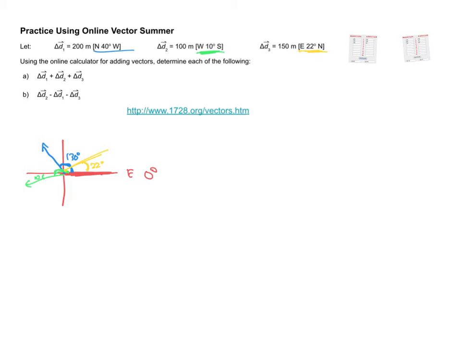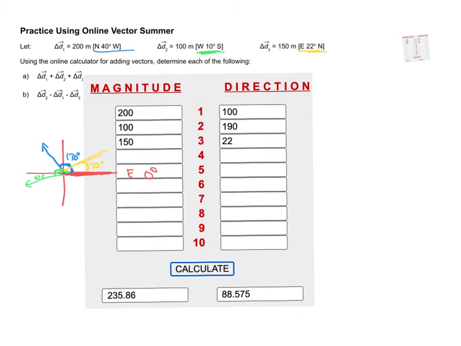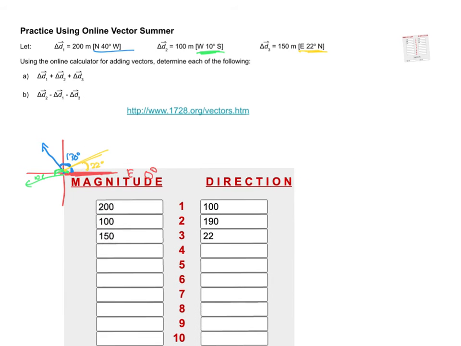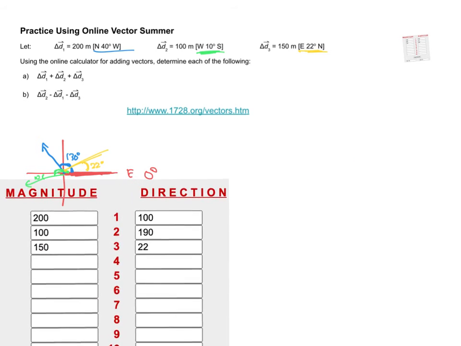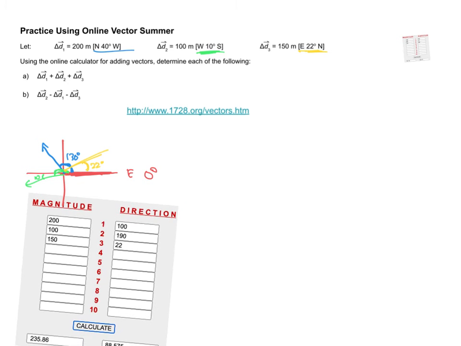All right, so those are the angles I put in, 130, 190 for green, and then 22 for yellow. I put in the magnitudes of 200 meters, 100 meters, and 150 meters. So that is what I did in this table here. So that matches with part A.